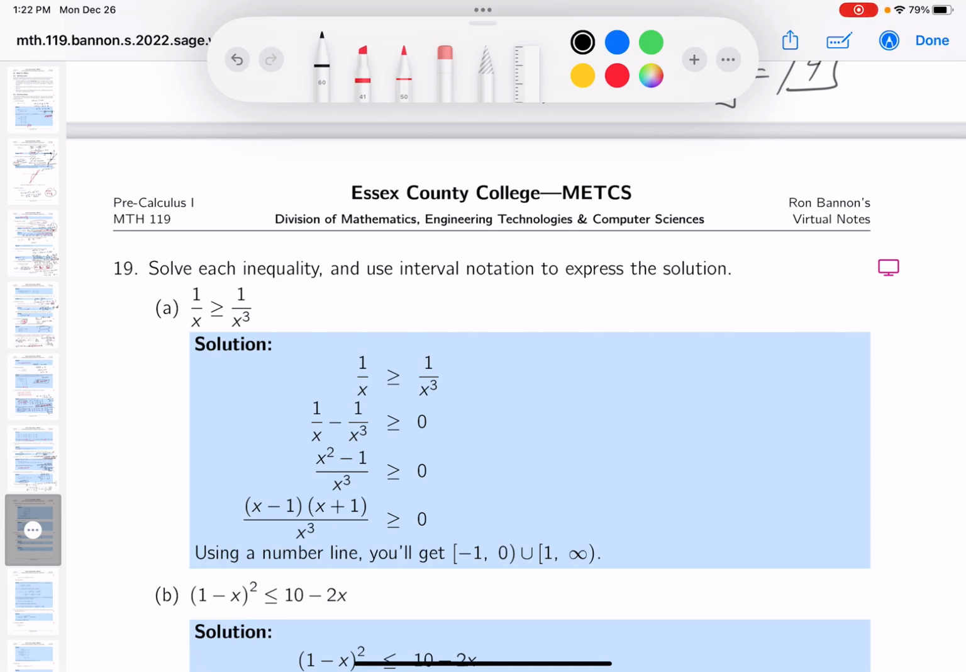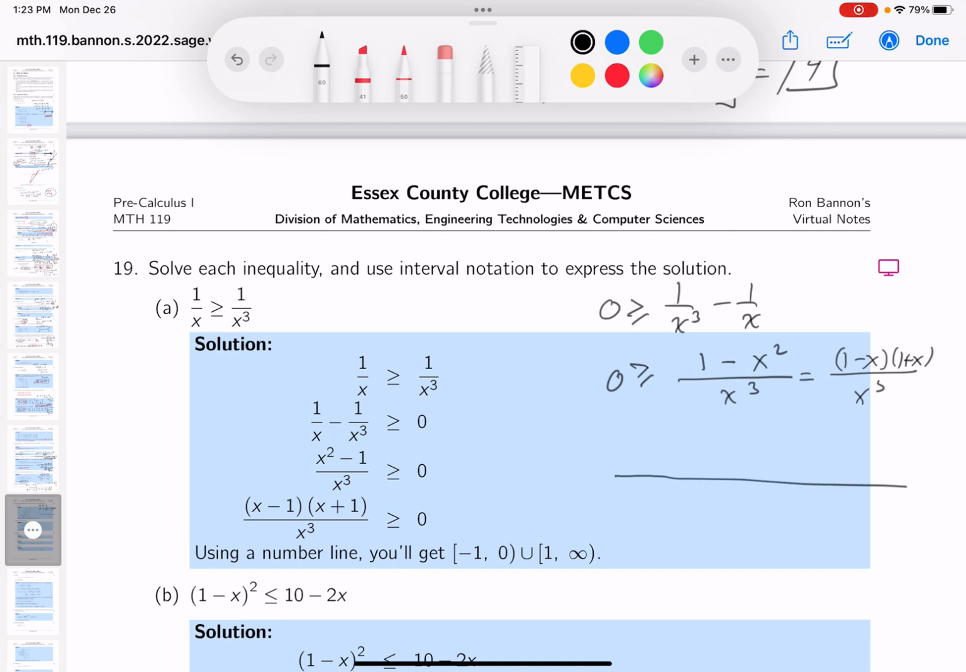All right, inequality. Let's take a look at it. I'm going to write this as 0, 1 over x cubed minus 1 over x, and 0. The common denominator is x cubed. You would get 1 minus x squared. I'm going to factor the top as 1 minus x, 1 plus x, and the bottom is x cubed.